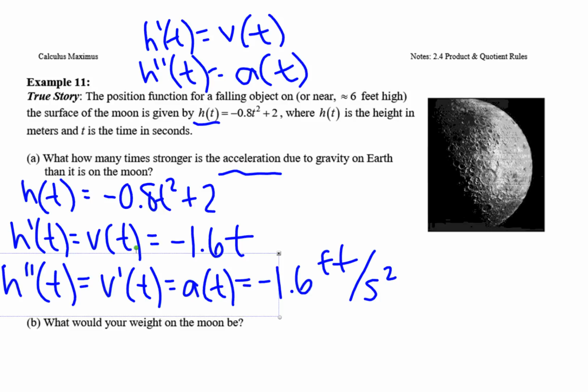So this would be the acceleration due to gravity on the moon. Acceleration due to gravity on the Earth, maybe you learned that in physics, maybe you didn't. Oh, I put feet. Okay, good thing. Meters. We don't want to have to do conversions. On Earth, it's about this. So, about how many times stronger is that? That's about 6 times stronger.